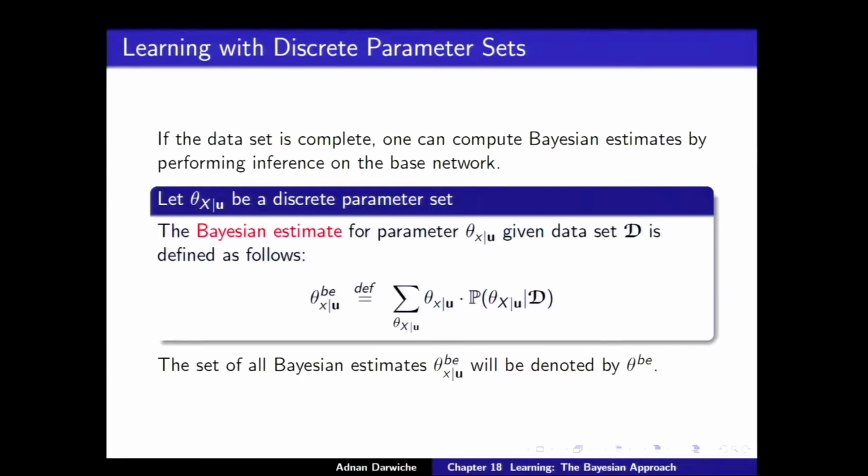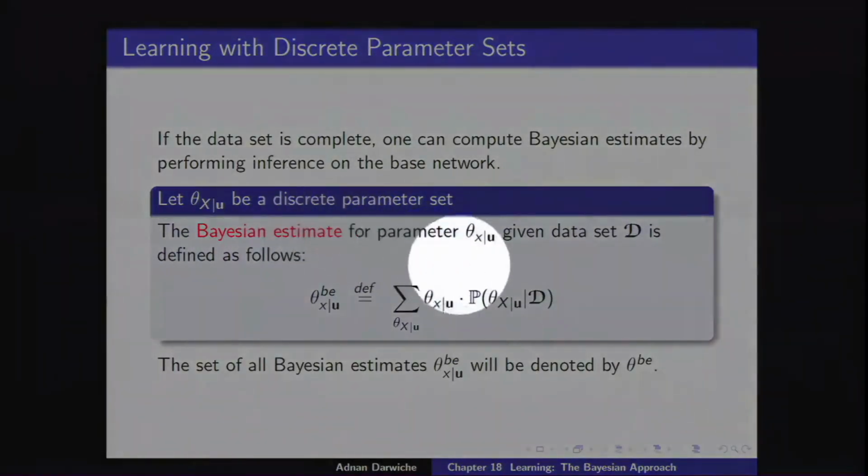Okay, but let's look at it notationally. This guy here is what? A parameter set, correct, for the variable x, given a particular instantiation of the parents, correct? This whole thing is what? It is the posterior distribution over that parameter set given some data, right? Simple. I'm going to use this posterior to compute the expected values over parameters.